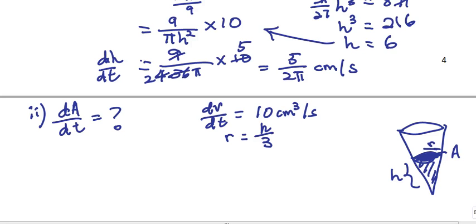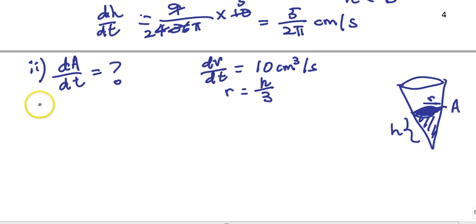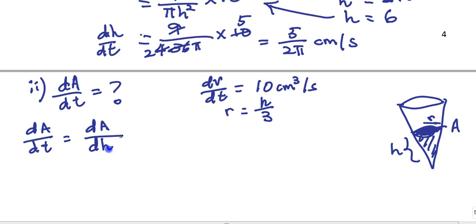So, using what we know of connected rates of change, we can find dA over dt by taking dA over dh times dh over dt. Now, why do we want to do that? Because you realize that dh over dt we have earlier found in part 1 already. Then all we need to do to find dA over dt is just to find dA over dh.